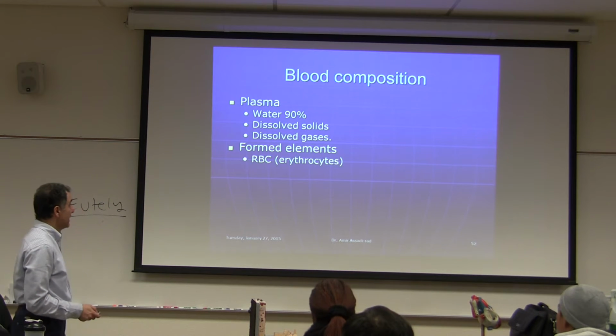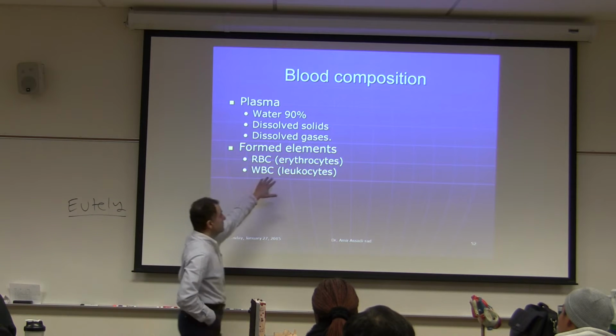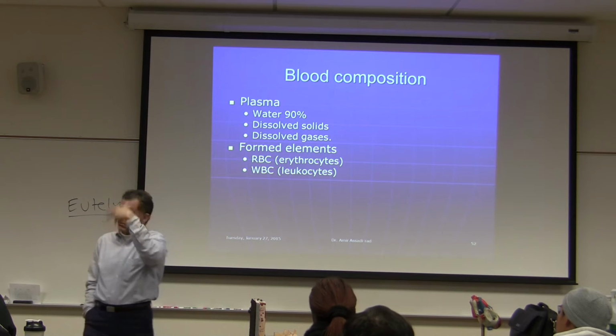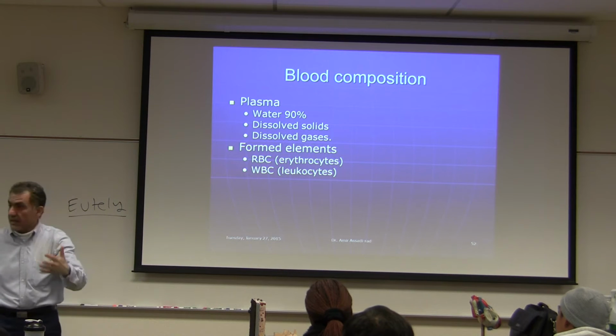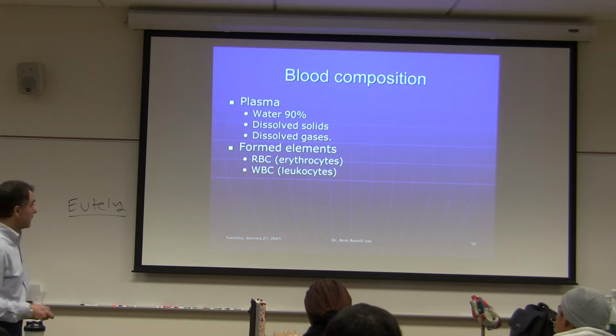Okay, different types of white blood cells. Blood composition: plasma, 90%, dissolved solids, dissolved gases; formed elements. I talked about that: red blood cells, erythrocytes, and leukocytes. Get familiar with these terms now. These are in your prefixes and suffixes. You should start studying them, the examples, right? Eryth means red, leuk means white, right?